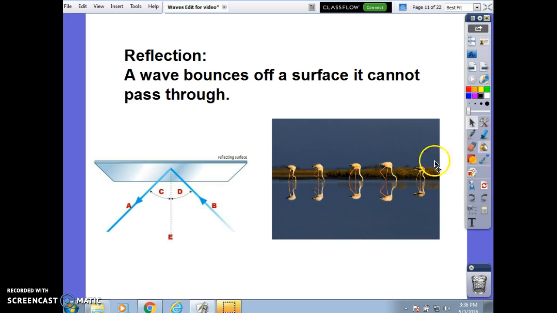What's happening here in this picture? Well, the flamingos, which are at the bottom of your page, it's hard to see, but it's the second picture, are having a reflection of their image coming off the water. We're pretty familiar with reflection, but that's when a wave bounces off a surface.